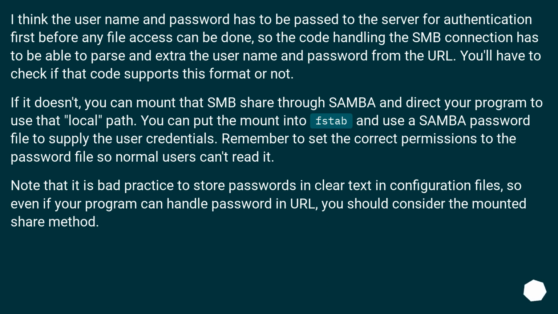If it doesn't, you can mount that SMB share through Samba and direct your program to use that local path. You can put the mount into fstab and use a Samba password file to supply the user credentials. Remember to set the correct permissions on the password file so normal users can't read it. Note that it is bad practice to store passwords in clear text in configuration files, so even if your program can handle a password in the URL, you should consider the mounted share method.